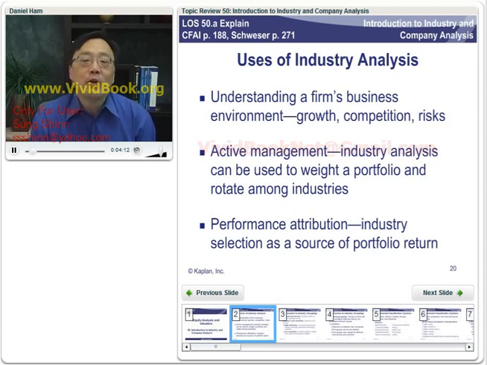The third use of industry analysis is performance attribution. For level 1, you will not have to calculate this, but just understand this idea. Performance attribution is a way for us to figure out what percent can be attributed to the source of portfolio return. So, based on your ability to select industries, what percent is attributable to that decision? So that's performance attribution. Those are the 3 uses of industry analysis.